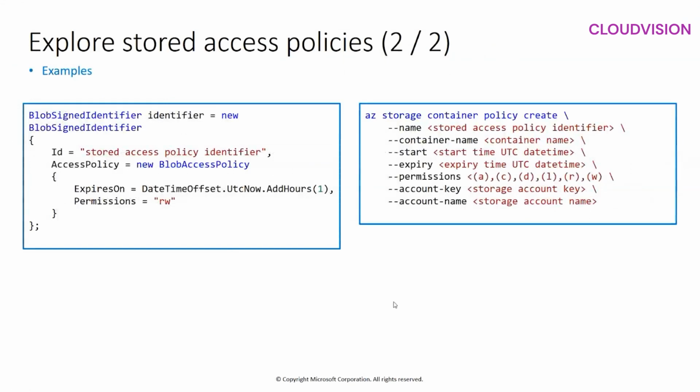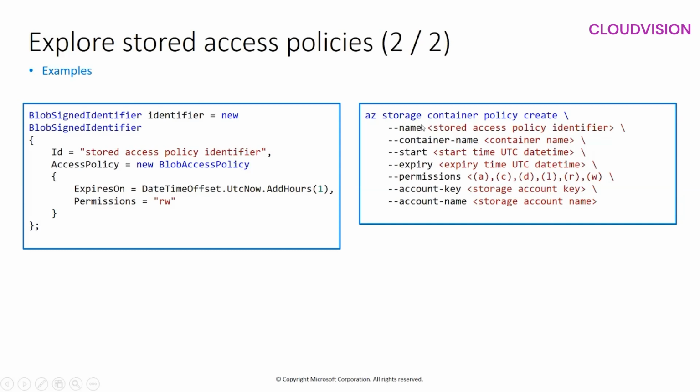So this is an example of how to work with that. If you want to work with the policies, you can say that I'm using a blob signed identifier object, and there you define the policy name and the access policies that you need. It will expire after 1 hour and the permission is read and write. So it will create a new policy with these permissions, and it is valid for 1 hour.